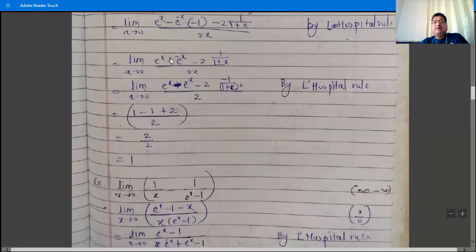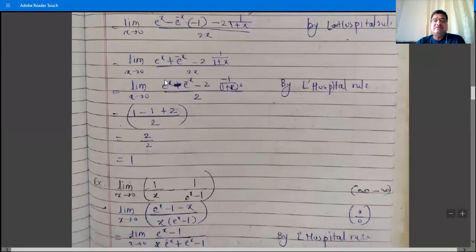Then this is the simplification, e raised to x, minus minus become plus e raised to minus x, minus 2 by 1 plus x, divided by 2x. And if we substitute x as 0, then we have again 0 by 0 form, because e raised to 0 means 1, e raised to 0 means 1, 1 plus 1 is 2, and minus 2 by 1 plus 0 means minus 2, 2 minus 2 becomes 0, and 2 into 0 is 0. So 0 by 0 form, apply L'Hospital's rule.